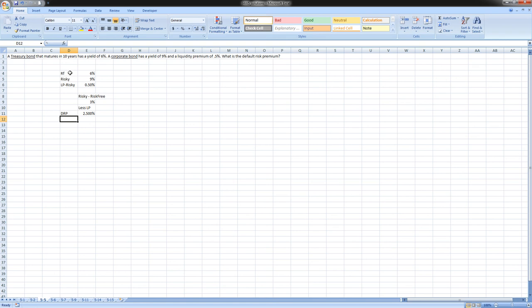So what this is telling us is for taking on additional risk and investing in the corporate bond, we will receive an extra 2.5% solely due to default risk. Of course, there's an additional 0.5% for liquidity. That is, it's a little more challenging to convert the corporate bond into cash. But the default premium received for investing in the corporate bond is 2.5%.